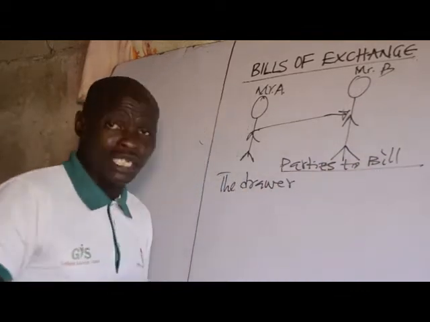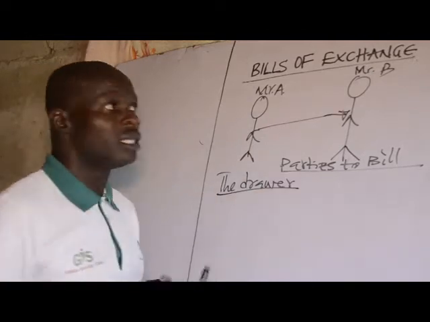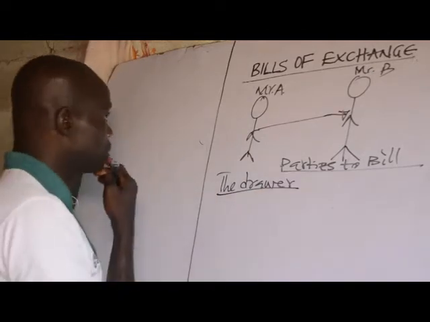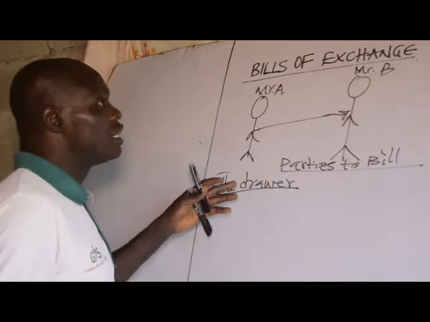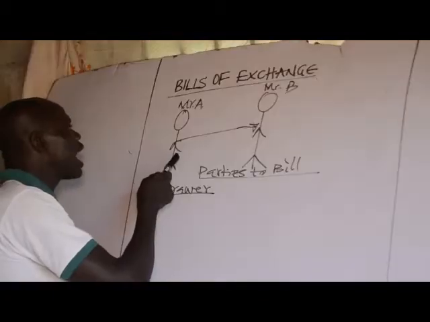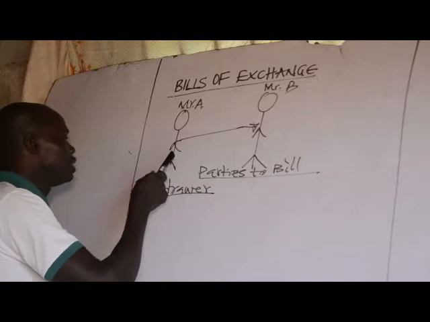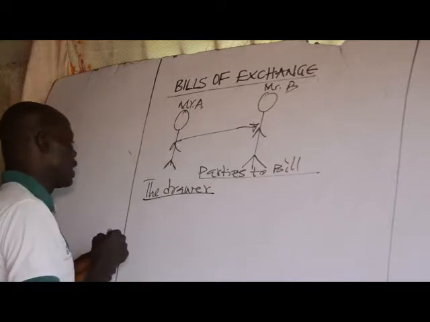Parties to bills of exchange. There are three parties to bills. Number one, we have the drawer. The drawer is the supplier. The drawer is the seller. The drawer is the person who writes the bill. He who writes the bill is the drawer. In this case, Mr. A is the drawer.